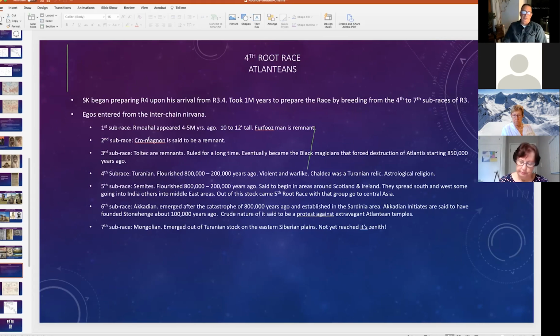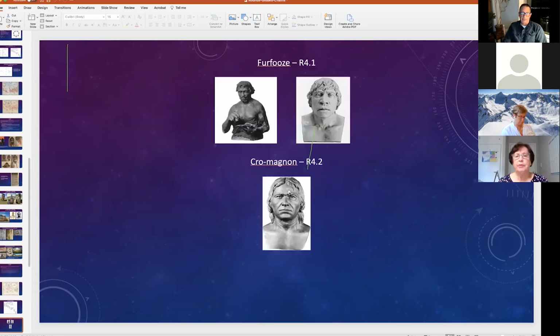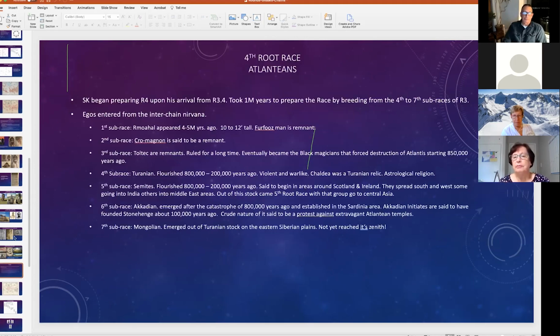The second subrace was similar to what we would call Cro-Magnon. That's Cro-Magnon. Looks fairly modern. Seen guys like this walking around in Europe. Looks kind of Swedish to me. Third subrace, the Toltec. Now, not the Toltecs we know, although the Toltecs we know in Latin America are remnants of it. They were one of the strongest, longest ruling.